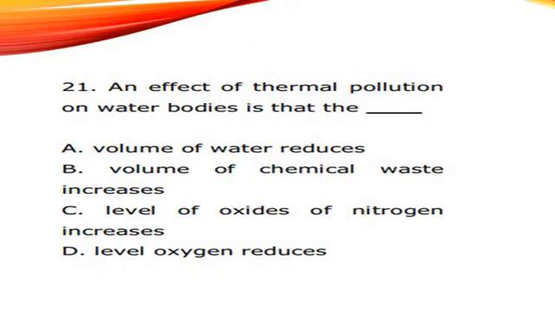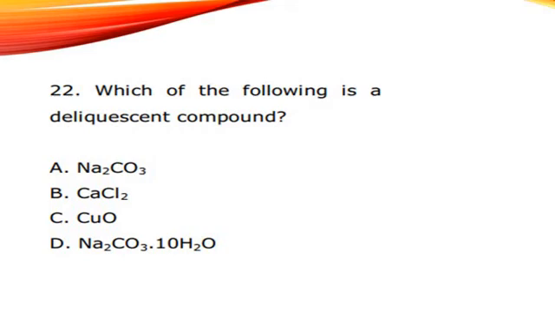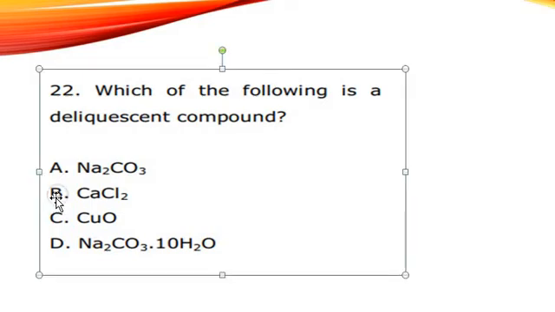Then question 22 says which of the following is a deliquescent compound? A deliquescent compound is one which absorbs moisture from the atmosphere and even turns to a solution. So our options are A. sodium hydrogen carbonate, B. calcium chloride, C. copper oxide, and D. sodium carbonate along with 10 molecules of water. Our answer is B. calcium chloride, which actually absorbs enough moisture from air to form a solution. So our answer is B.